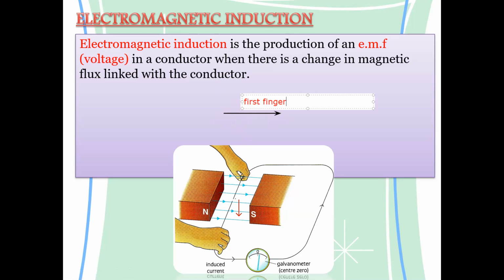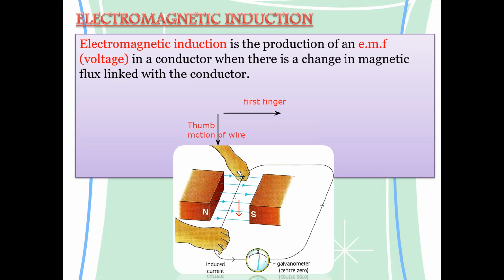You can also apply this rule: your first finger should point in the direction of the magnetic field. Your thumb represents the movement of the wire. This wire is going down, so the thumb shows the motion of the wire going down. Now, where is your second finger pointing? When you apply the right-hand rule, the first finger is pointing towards south, and the thumb represents the movement of the wire.